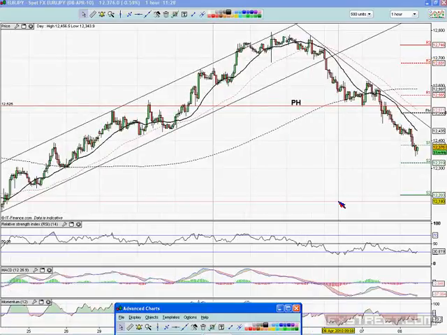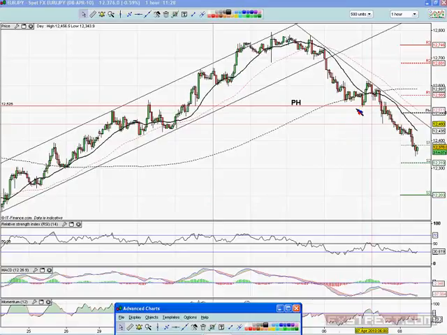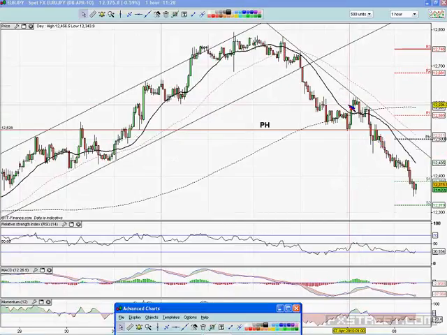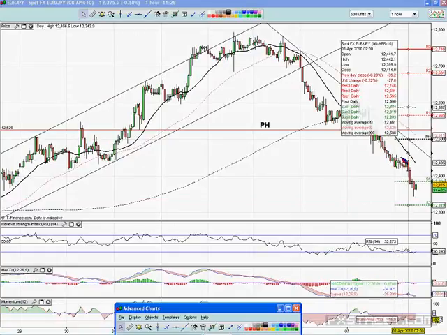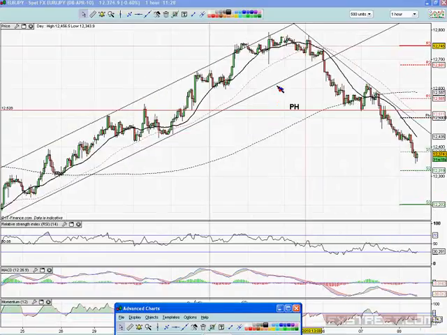Now we've had no indication that this trend is finishing yet. So while this trend is still lower, RSI below 50, we're still making lower lows, and momentum is below the 0 line, then you should be looking at selling this pair.